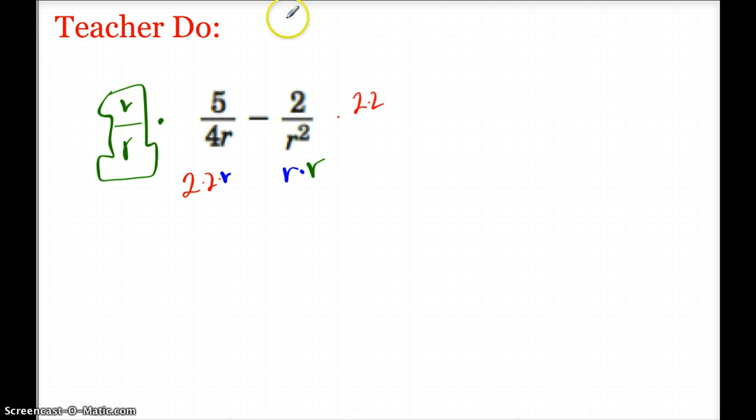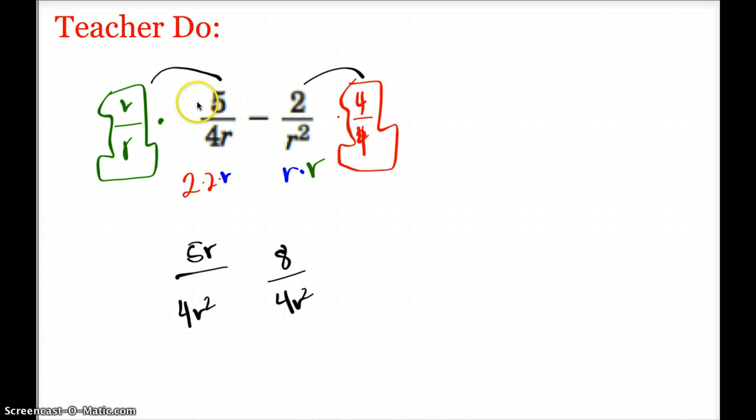2 times 2, or we can just say 4. This one's going to need a 4 over 4, which is the 2 over 2 times 2. That's going to be the big gigantic 1. We'll multiply everything. So I multiply the top, 5 times r, 5r. 2 times 4 is going to be 8. My denominator, 2 times 2 times r, 4r squared.